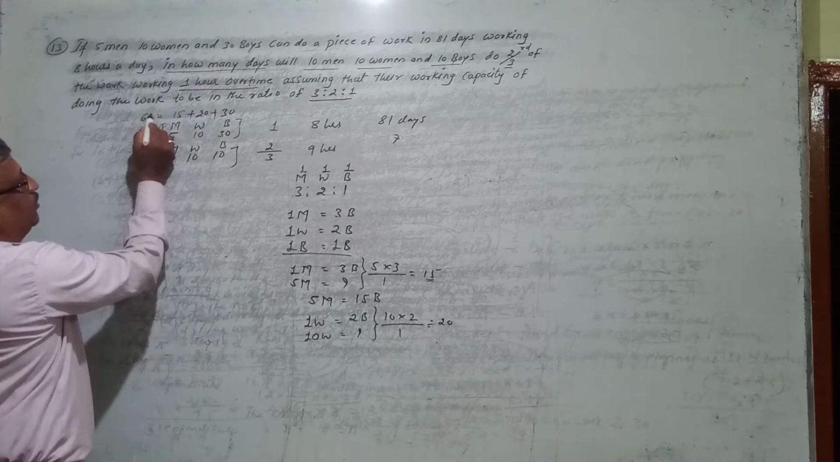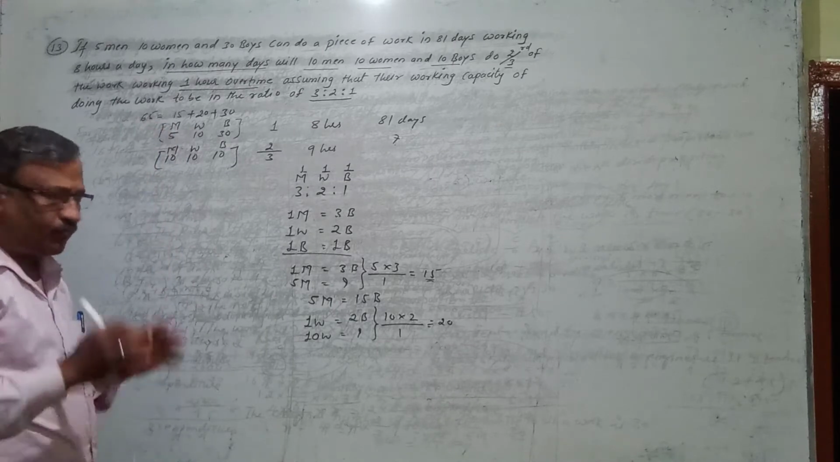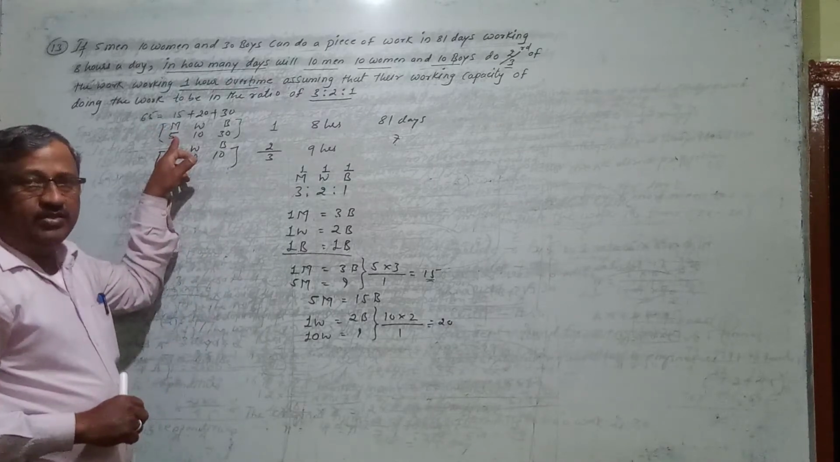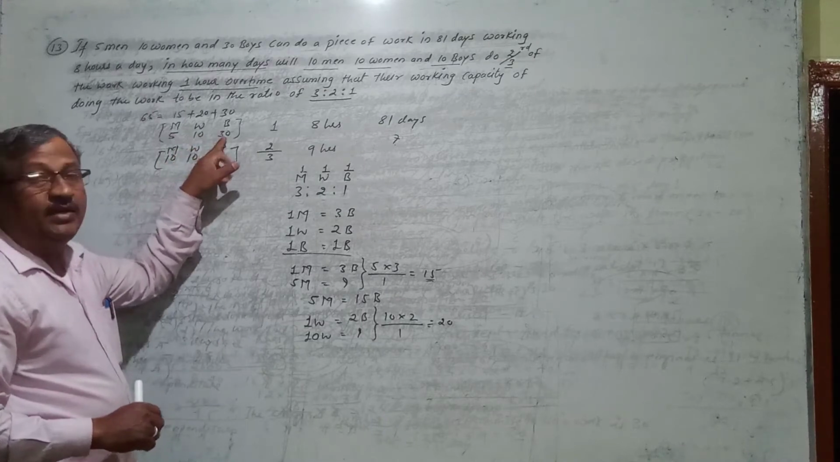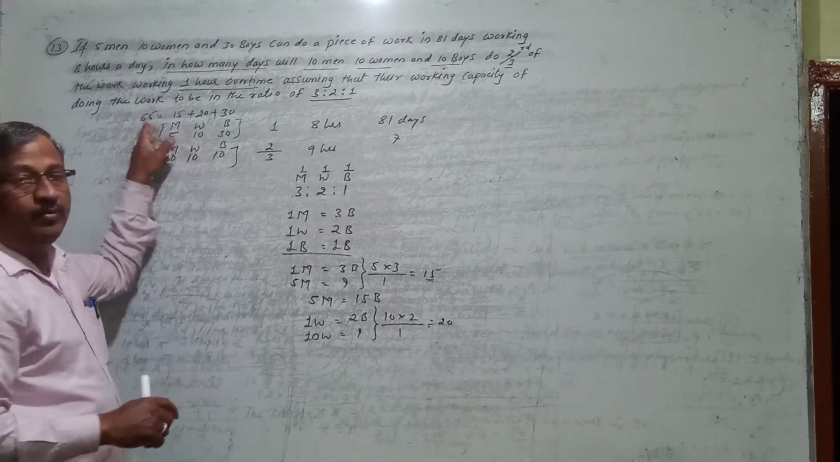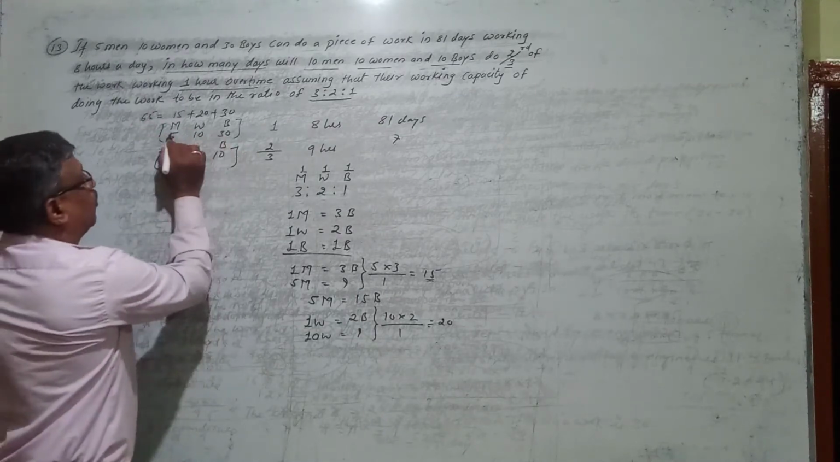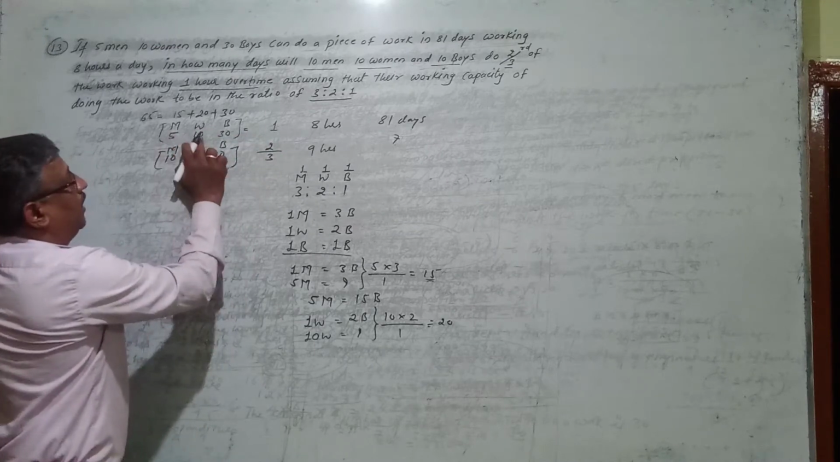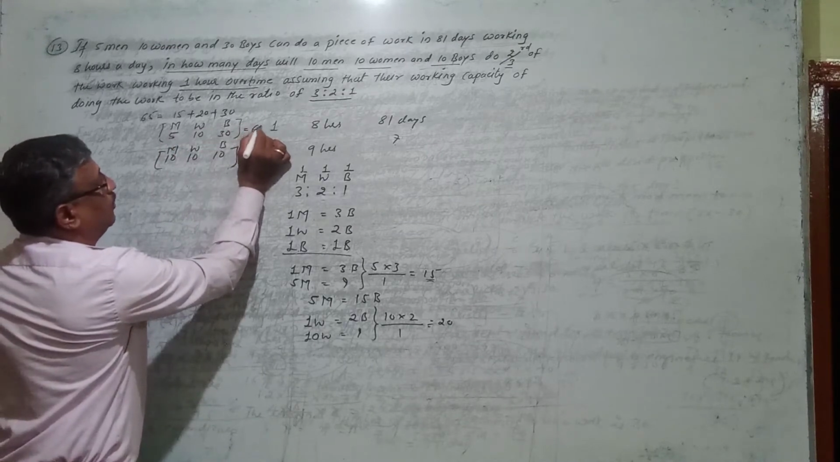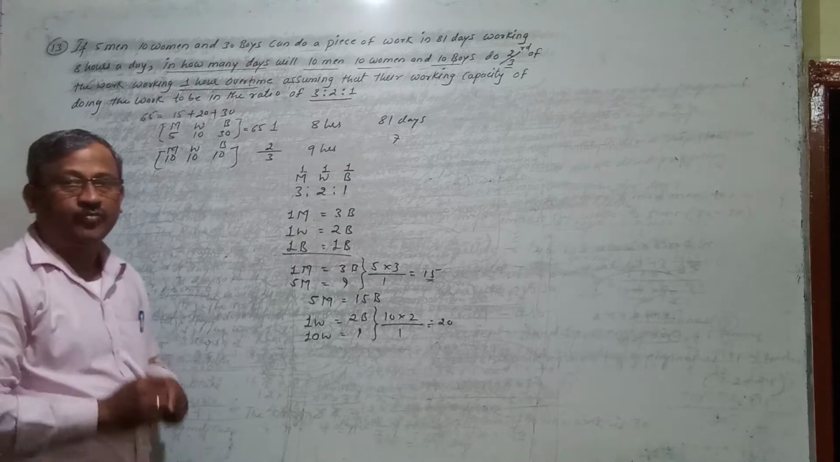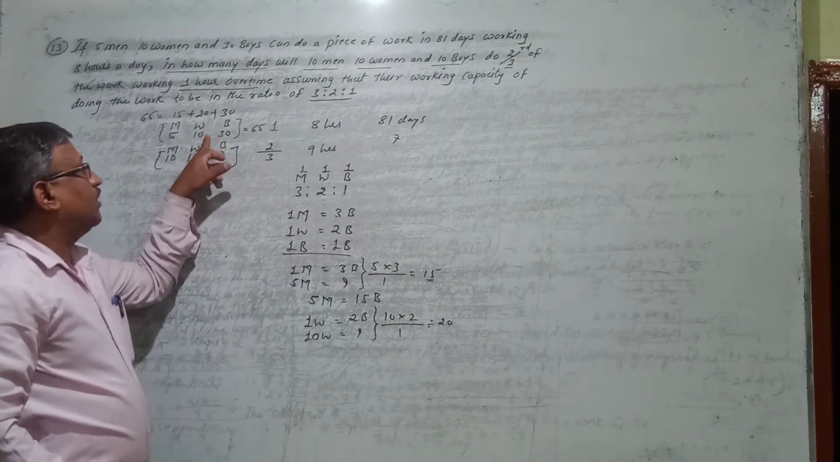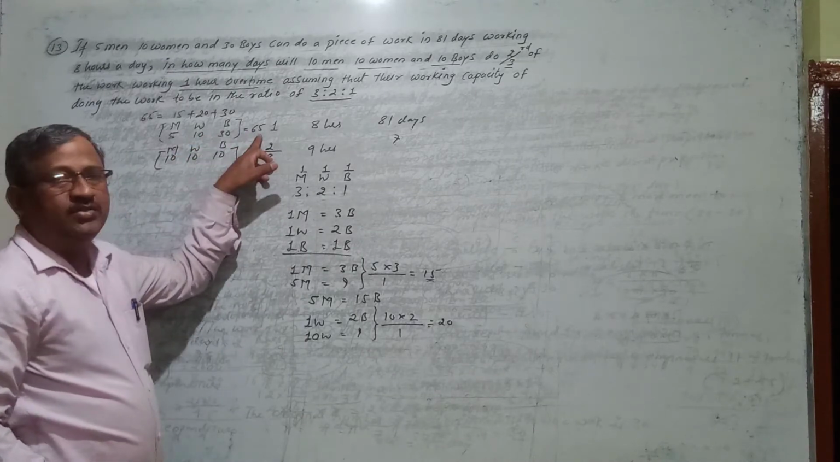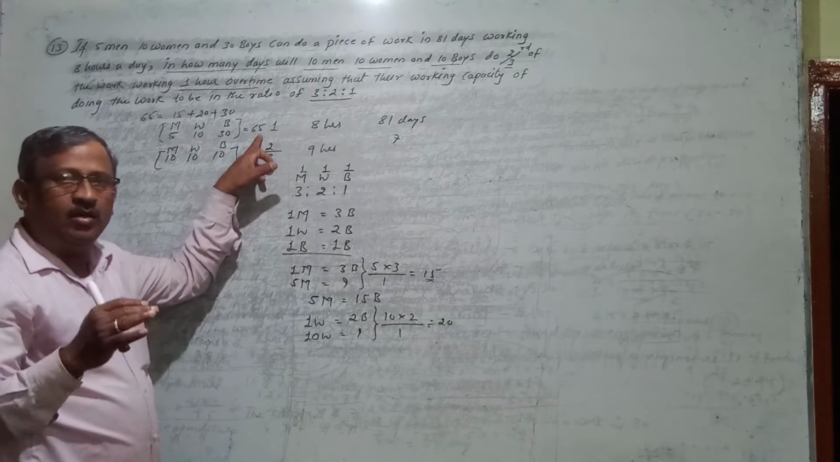So equal to here how much is it? 65 boys. Means whatever time is required for 5 men, 10 women and 30 boys, same time is required for 65 boys. Because we have got the capacity of 5 men, 10 women and 30 boys equal to 65 boys, right? So whatever time is required for this group, same time is required for 65 boys also.